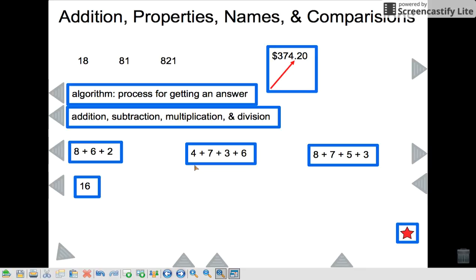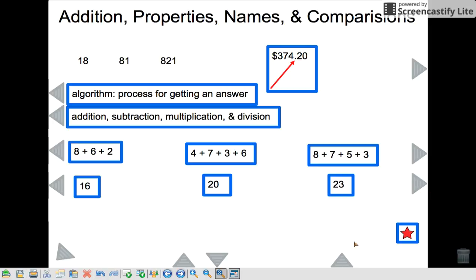Let's look at the second one. 4 plus 7 plus 3 plus 6. What pairs can you add together to get 10? Great. You should have gotten 20. And over here, this group, 8 plus 7 plus 5 plus 3. You should have gotten 23.